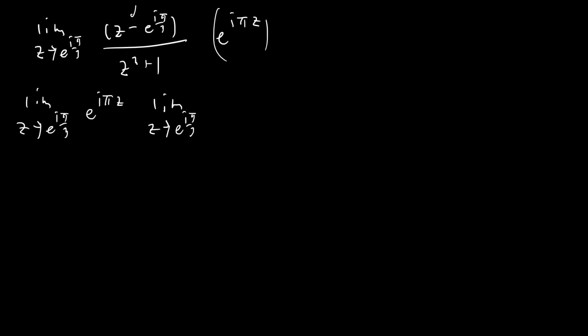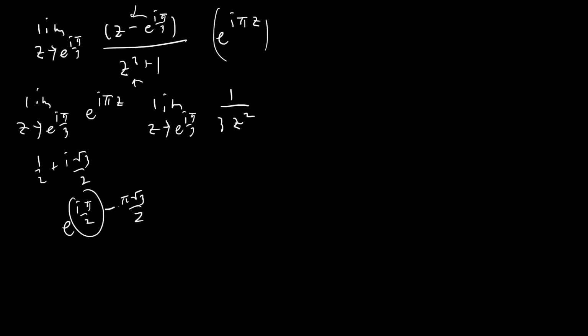And as you can see, in this whole mess we're going to have a 0 in the top and bottom, so let's just apply L'Hospital's rule. We're just going to get 1 over 3z squared. So when we plug everything in, e to the i pi over 3 is going to be equal to, using our standard identities, 1/2 plus i times square root 3 over 2. So we're going to get e to the i pi over 2 plus, actually minus, because we have double i's, so minus pi square root 3 over 2. Notice that e to the i pi over 2 is just going to be i.